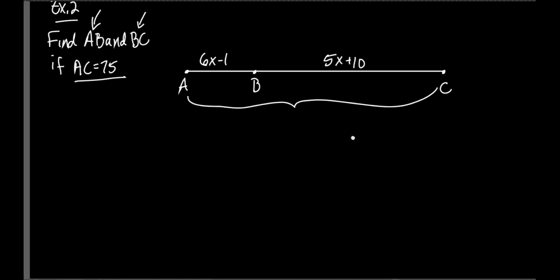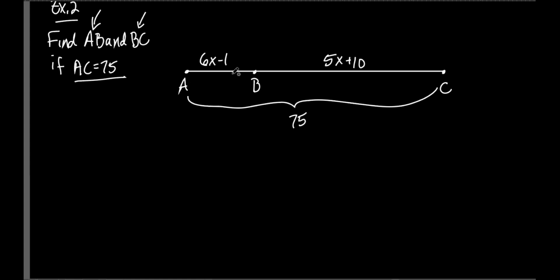All right. So why did I do that brace right there? Because I'm trying to find that whole distance from A to C. Well, they tell me the whole distance from A to C. How much is it? It's 75. They say if AC is 75. So they're telling you that the length of AC from here to here is 75. I like to put that on my picture. It helps me visualize it a little bit better.